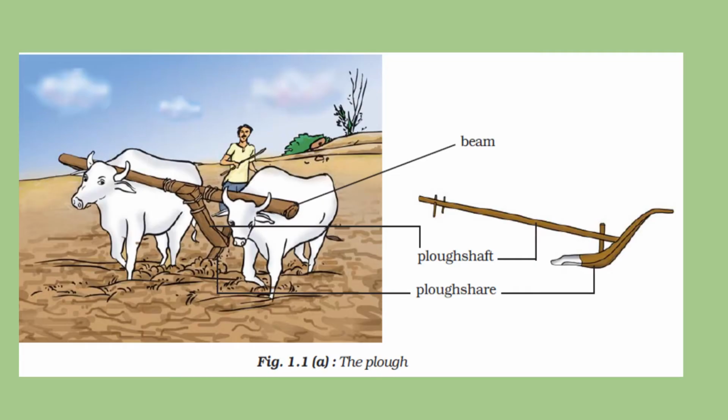This is a traditional plow. These two bulls are pulling the plow wherein the man is supervising the bulls so that they don't go haywire. This is the wooden plow shaft, the plow share, and the beam which is kept on top of the bull's neck.